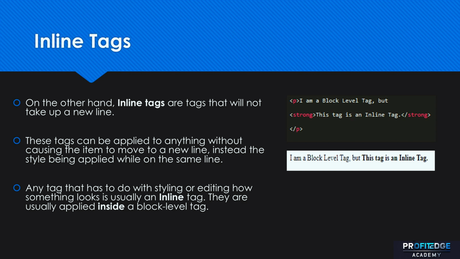So just a quick review, block level tags move things or move text or items or anything to a new line or take up their own section, while inline tags can be applied inline or in the same line as everything else.